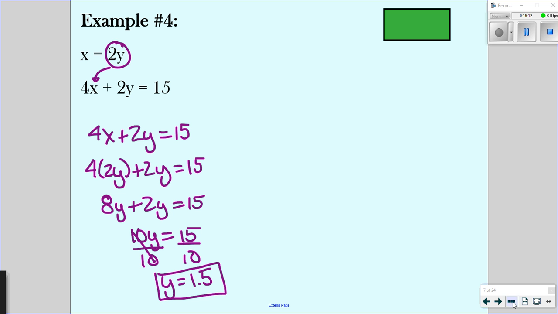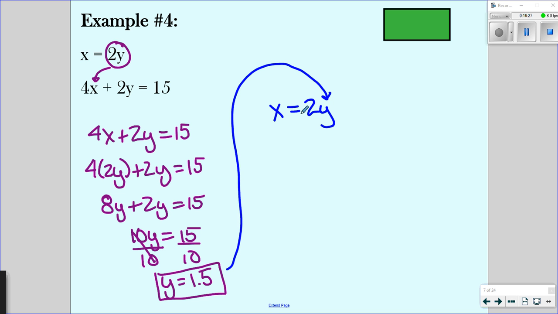Now I need to find x. I'm going to use another color for that. So I'm going to use the first one, x equals 2y, and I'm going to substitute 1.5 for y. So then x equals 2 times 1.5, and then I'm going to get 3 as an answer for x.